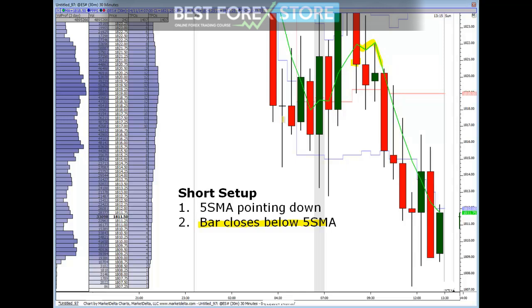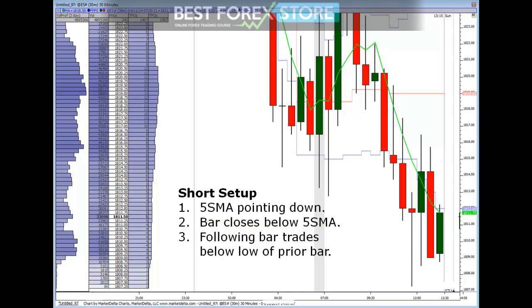Okay, well, this is the first bar that closed below my 5 simple moving average. Now, I want to wait for another bar to come and take out the low of this bar, at which point I will begin to think about my short entry, or I should take my short entry.